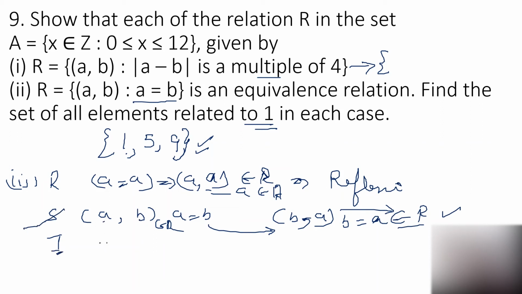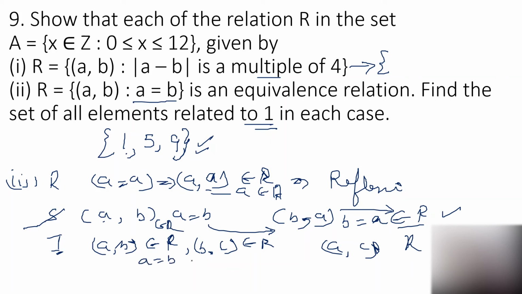Now transitive. If A, B belongs to the relation, and B, C belongs to the relation, can we say A and C are also related? Let's check. A, B related means A and B are equal. B and C related means B is equal to C. From here we can say that A is equal to C also. It means it is transitive also.